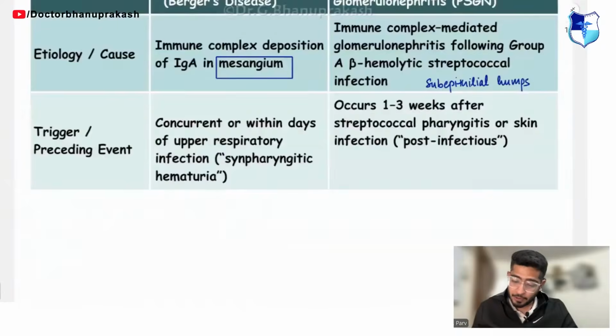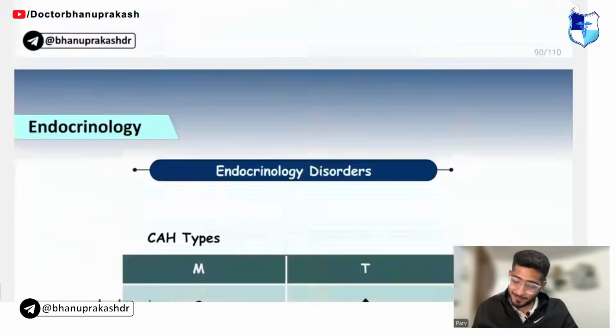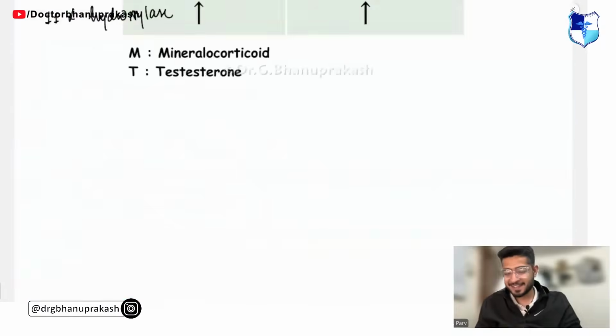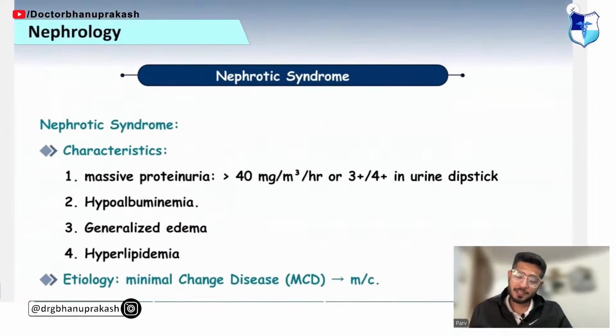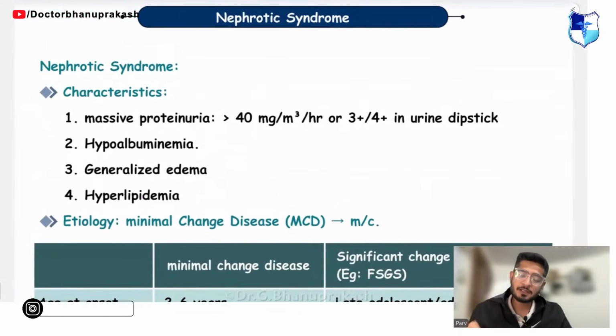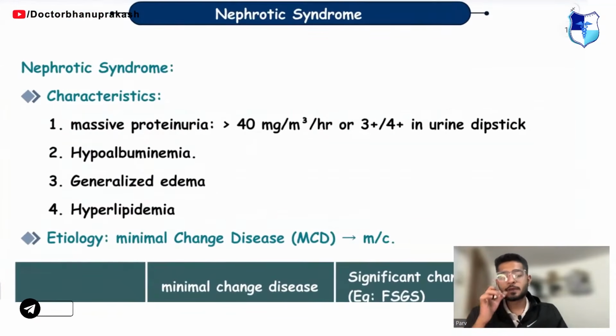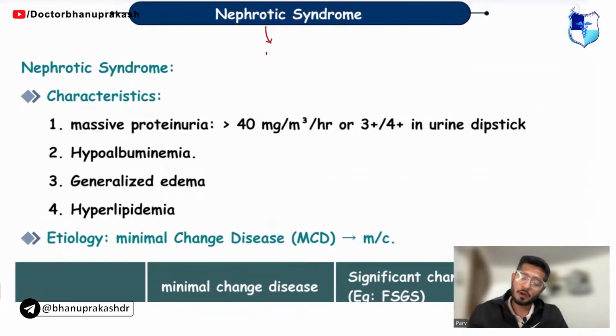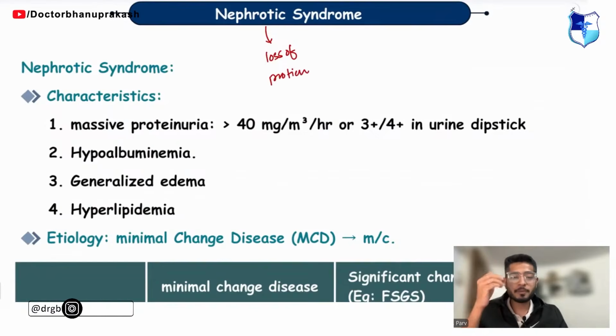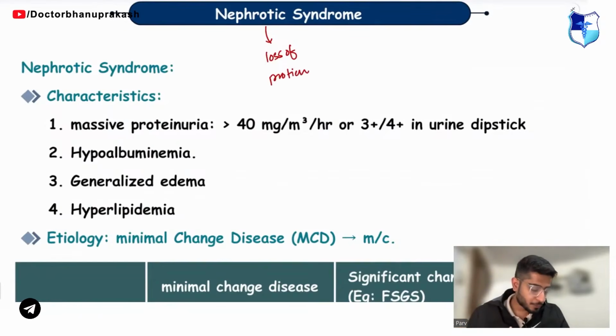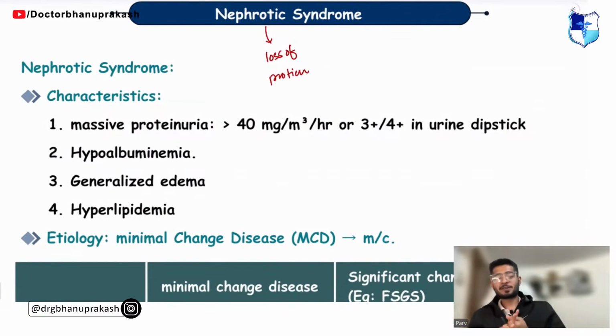Okay, so coming on to the last few slides, 6 slides are there. Coming on to nephrology, nephrotic syndrome. So I think you understand what nephrotic syndrome is. In nephrotic syndrome, there is going to be loss of protein, because the glomerular membrane is not perfect. And since there is loss of protein, there's going to be massive proteinuria.